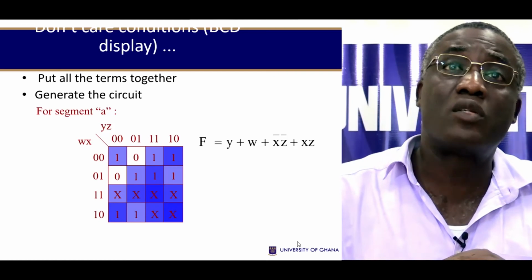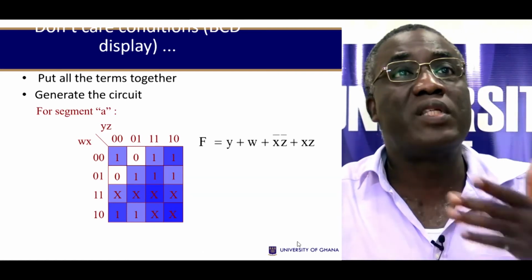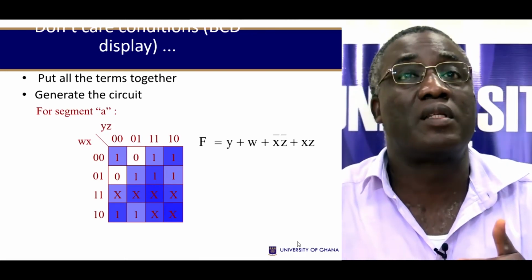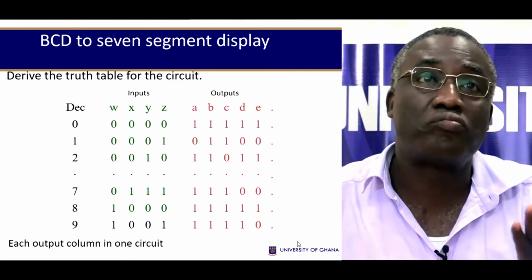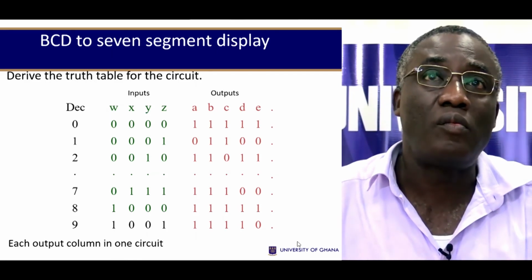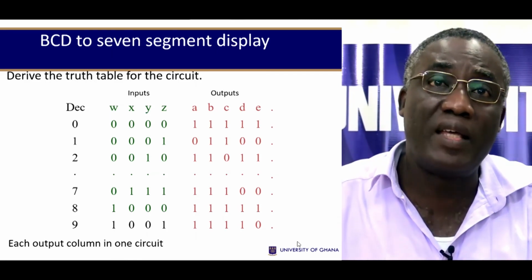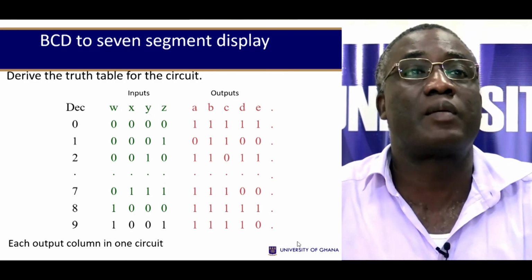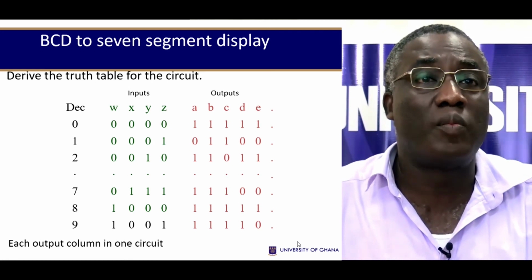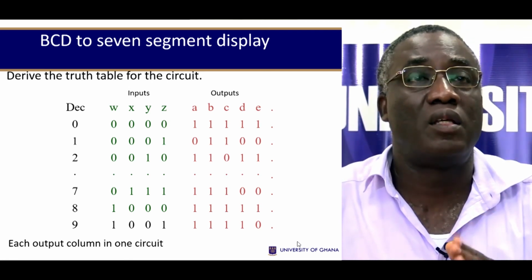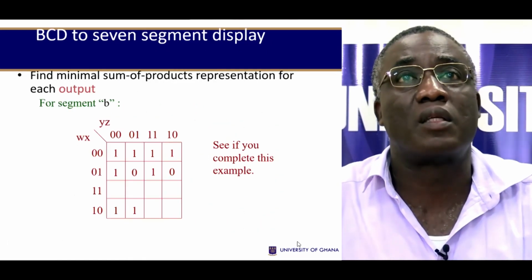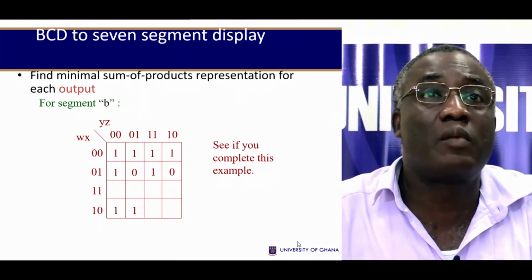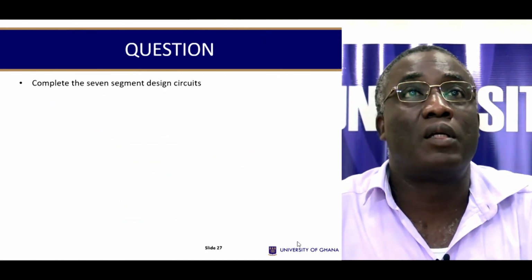So for your A segment, this is what you get. And then you have to do this for your B segment, your C segment, your D segment, for all the segments. And once you've done that, you are good to go. So you have to do that for the A segment, the B segment, C segment, D segment, E segment, and the F segment. Each output column will be in 1 circuit. So you do this. So you attempt to complete this for the B segment, and then that is it.